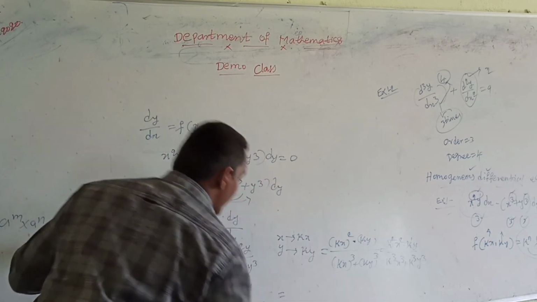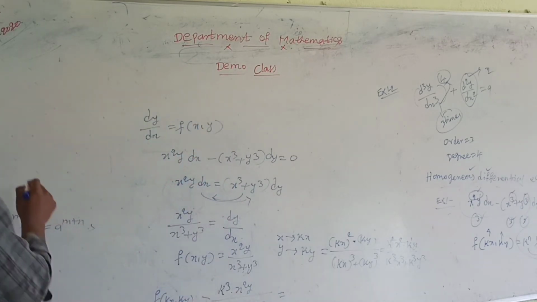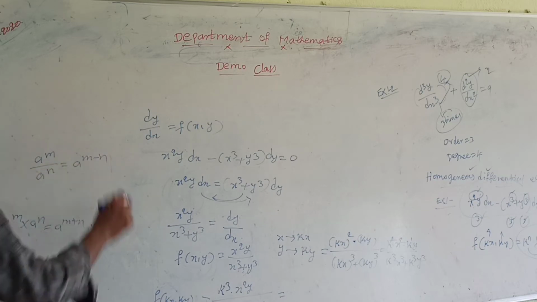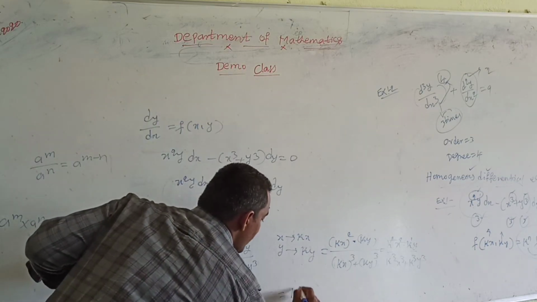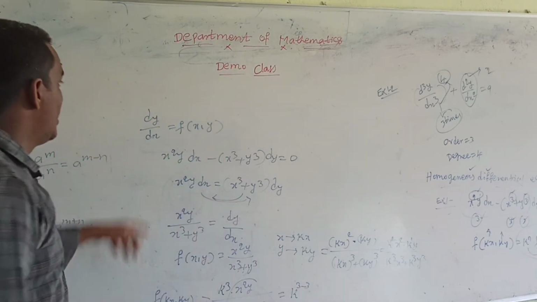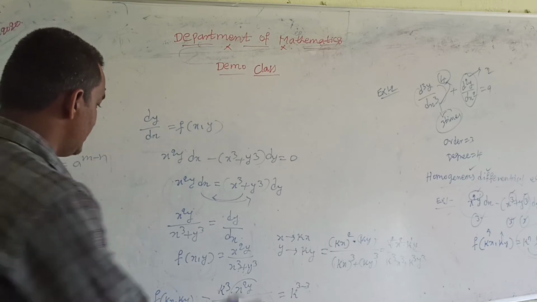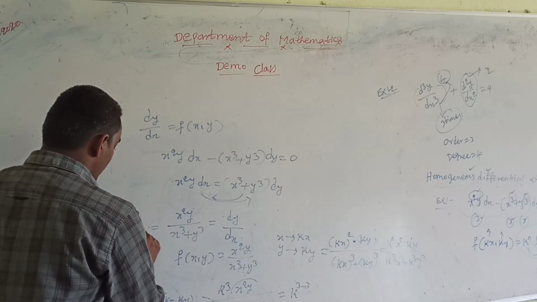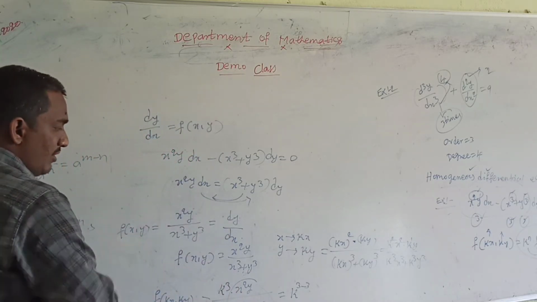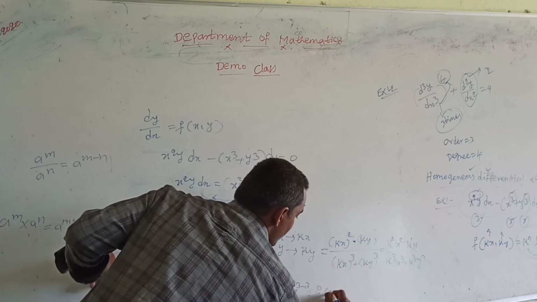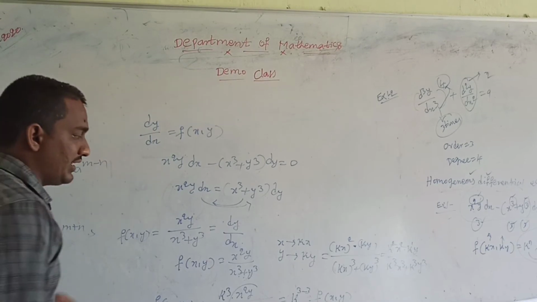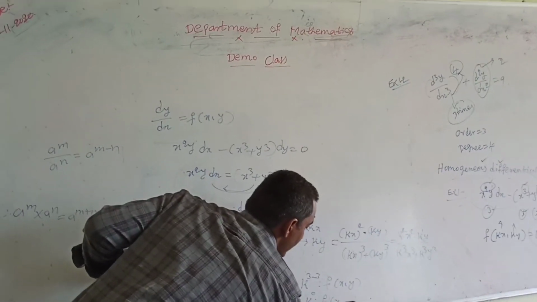If you observe clearly, it is in the form of a power m by a power n, which I can write as a power m minus n. So that means k power 3 minus 3. This whole remaining term is equal to f of x comma y. So in this place we can write f of x comma y. 3 minus 3 means 0, so that is k power 0 into f of x comma y.